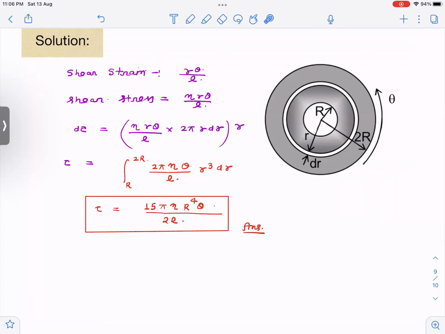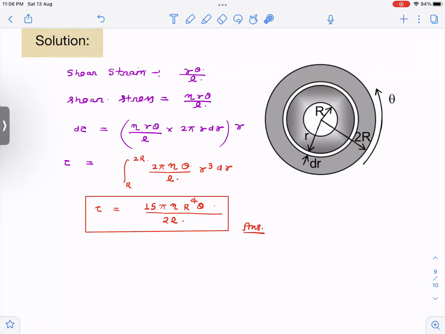Then shear stress by shear strain is the modulus of rigidity. So shear stress will be equal to modulus of rigidity into strain. Now this is the stress. So how do we find force? Tangential force is stress into area. Which area do we have to take? The area which is highlighted in white color. So it is 2 pi r dr, right? This distance is r. So what I have done here is stress into area. This gives us the tangential force.